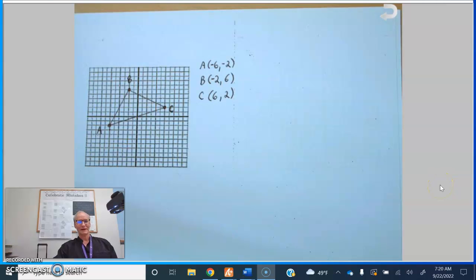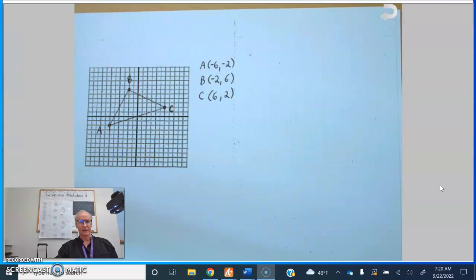Hi, everybody. Today we're going to analyze a triangle, and you'll notice that I have a triangle graphed here. I have the points plotted, A, B, and C, and I've labeled them on my diagram, and that's your first step.